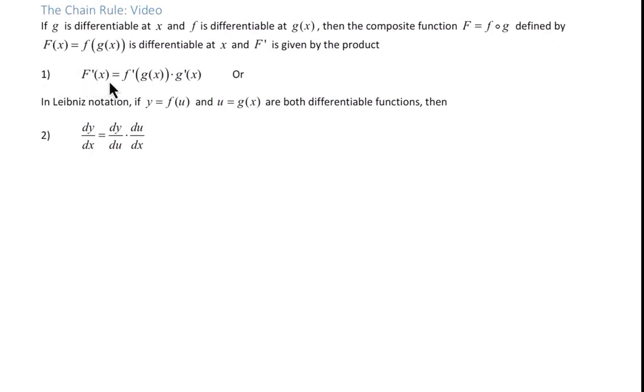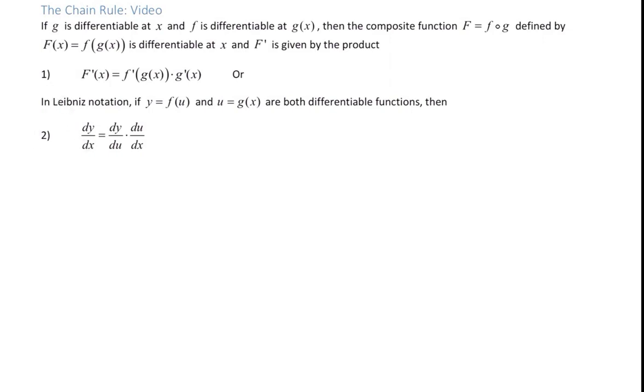F prime of x equals f prime of g of x times g prime of x, or using the Leibniz notation, if y equals f of u and u equals g of x are both differentiable functions, then dy dx equals dy du times du dx. Most of the time we're going to be using the first method.